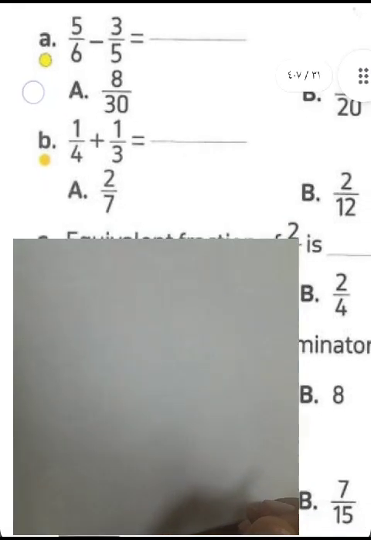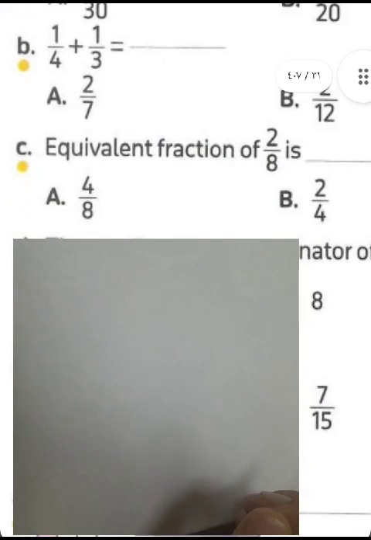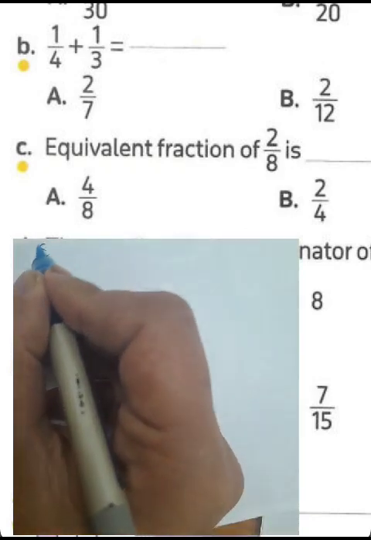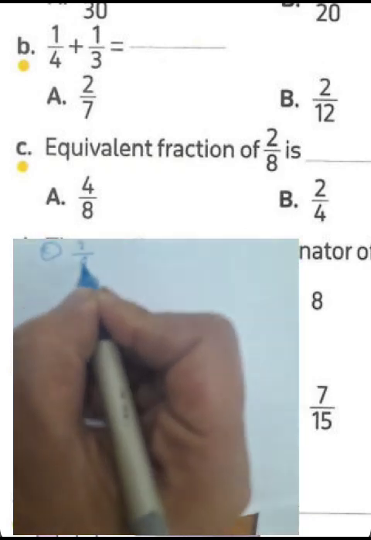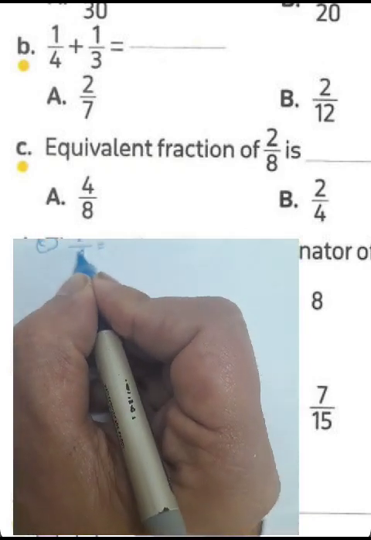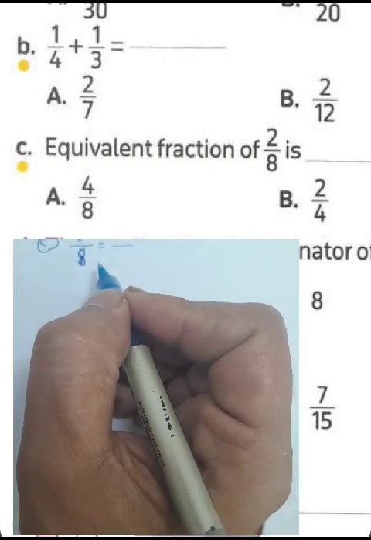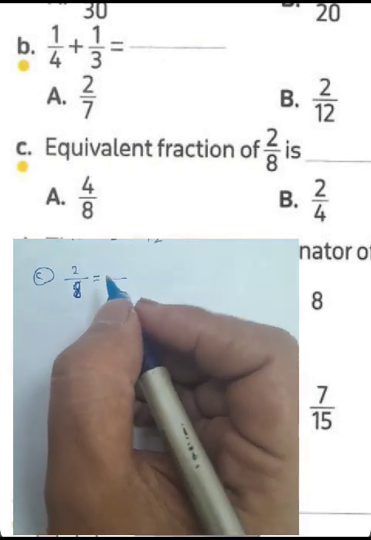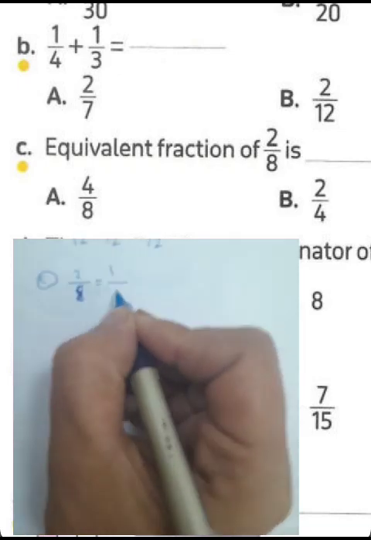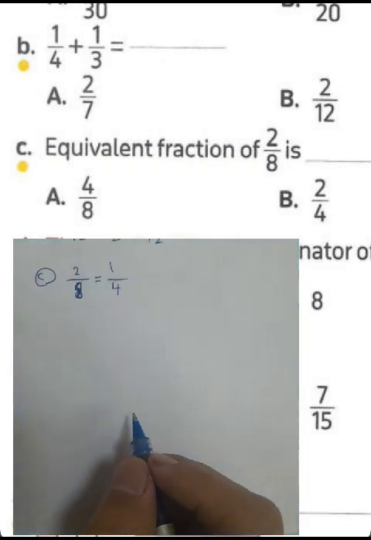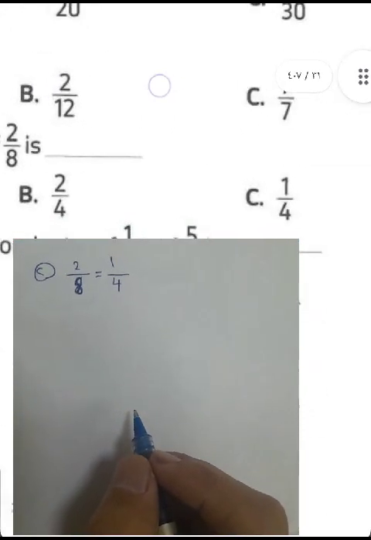Next example, letter C, equivalent fraction of 2 over 8. We can write 2 over 8 in simplest form by dividing the numerator and denominator by 2. 2 divided by 2 equals 1, and 8 divided by 2 equals 4. The result will be 1 over 4. Choose letter C.